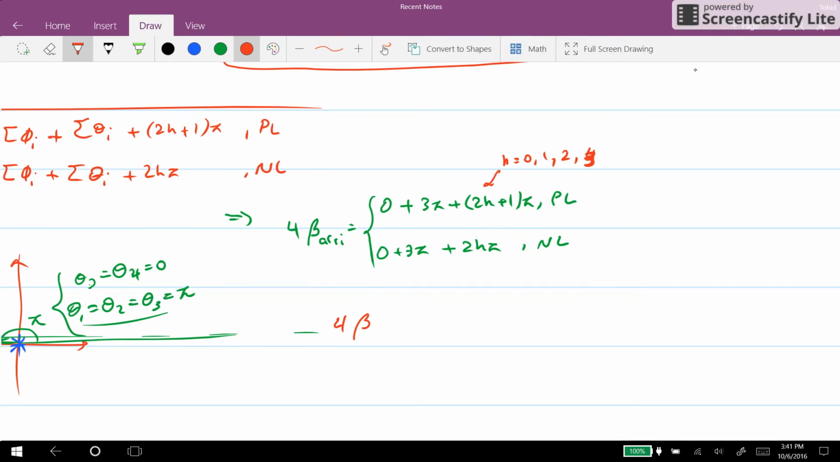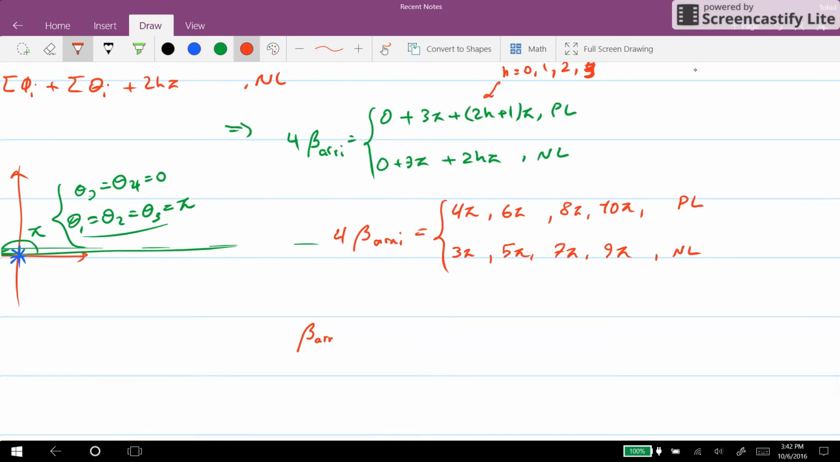Therefore, we have 4 times beta arrival equal to 3 pi plus pi, 4 pi, 3 plus 3 pi, 6 pi, 3 plus 5, 8, and for h equal to 3, we will have 3 plus 7, 10 pi for the positive locus. And for the negative locus, we have 3 plus 0, so 3, 5, 7, and 9 for the negative locus.